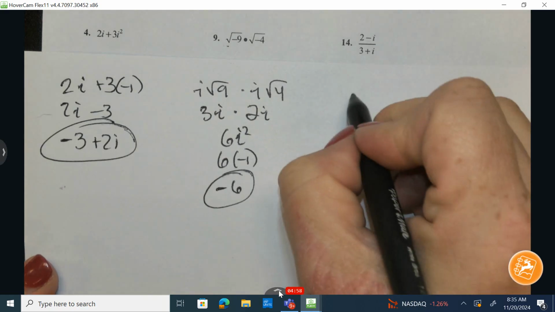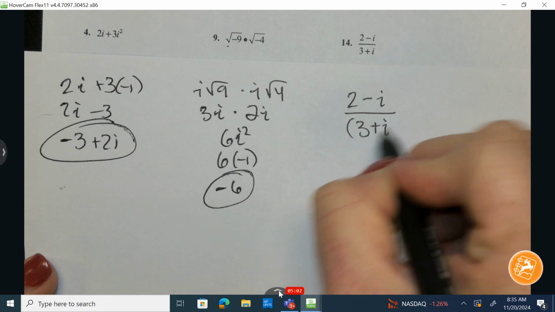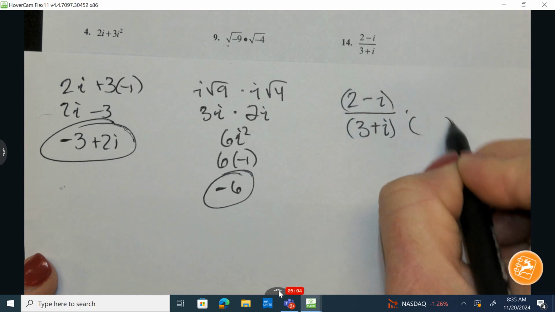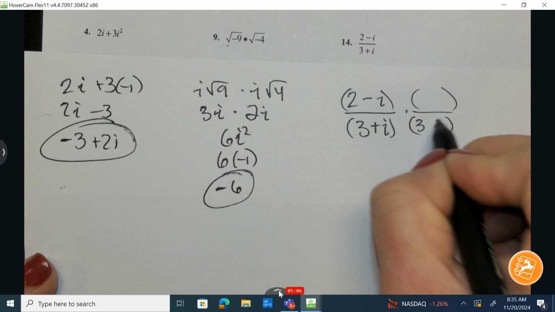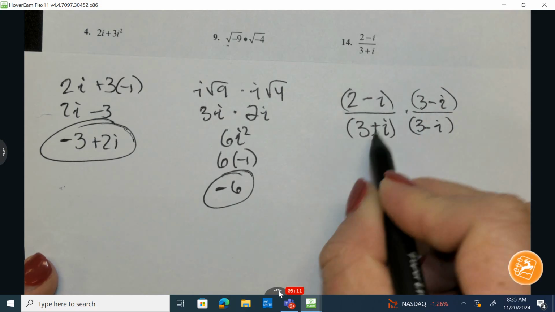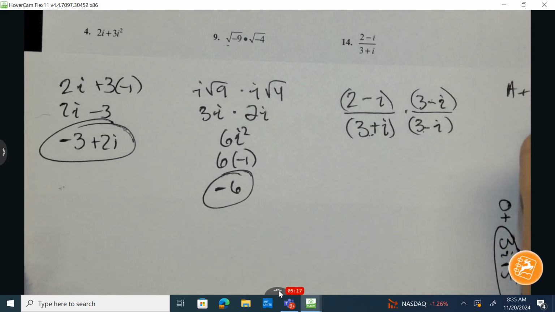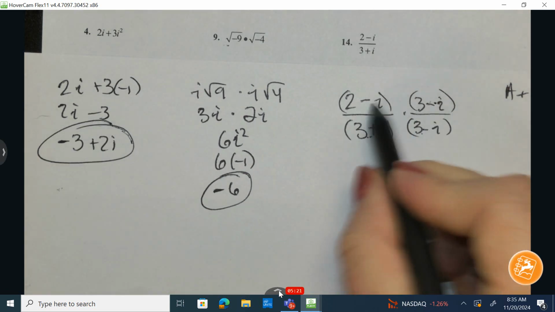Now, for number 14, we need to multiply by the conjugate of the denominator. What does that mean? It means we write down the denominator, but we're going to change the sign of the middle. So instead of it being positive, it will be negative. We're always going to multiply by the conjugate of the denominator. In doing so, our goal is to rewrite this in the form a plus bi and to have no i's in the denominator.